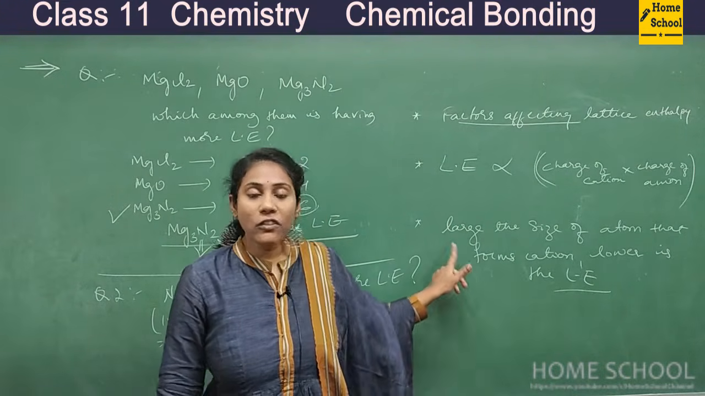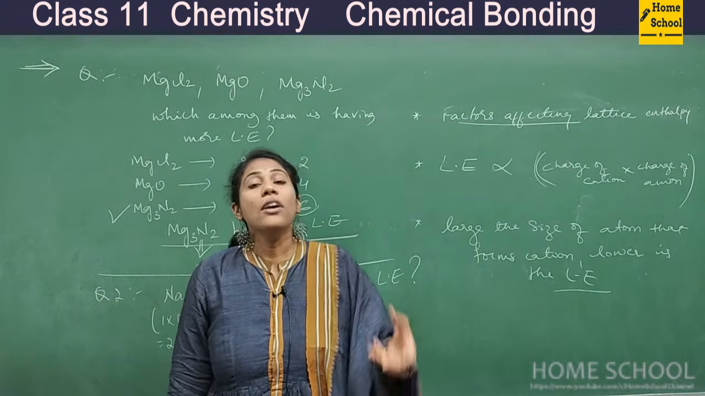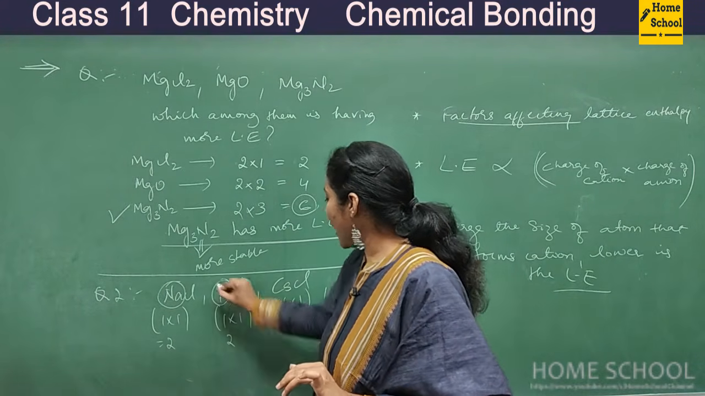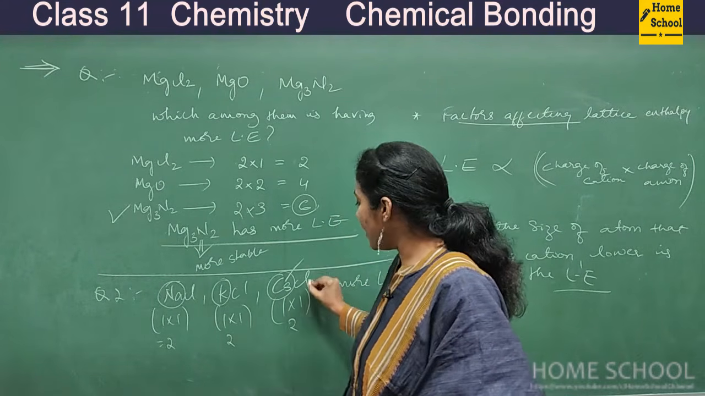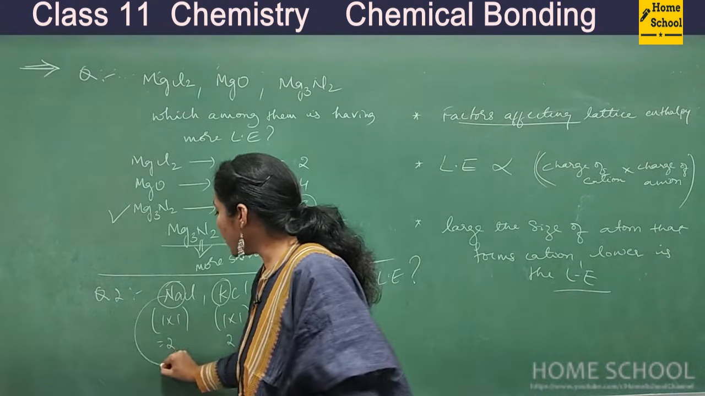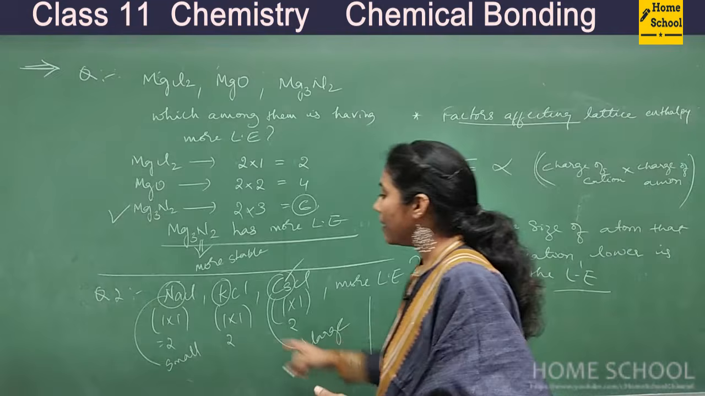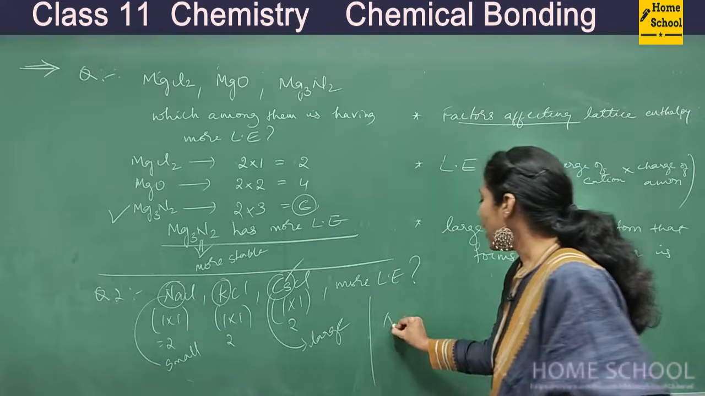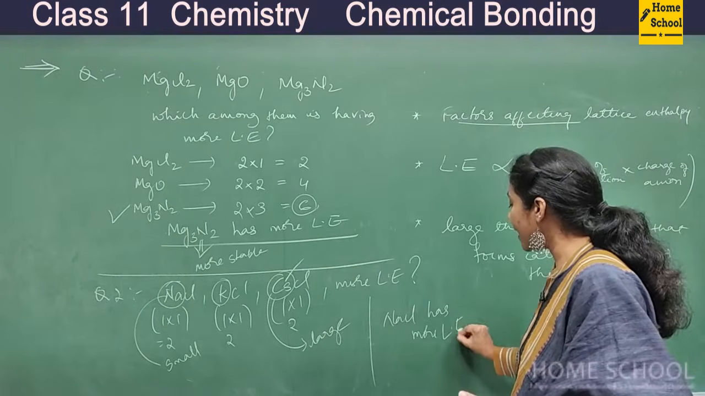Let's go for the second point. What did I tell you? Larger the size of cation, lesser will be the lattice enthalpy. So cation here is Na, here potassium, here cesium. So who is larger and who is smaller? Definitely cesium is larger, right? Cesium is a large cation and sodium is small. So my question is, which one has more lattice enthalpy? Smaller the size of cation, more is the lattice enthalpy, right? So the answer is NaCl. NaCl has more lattice enthalpy.